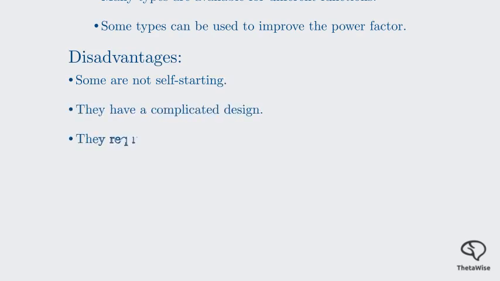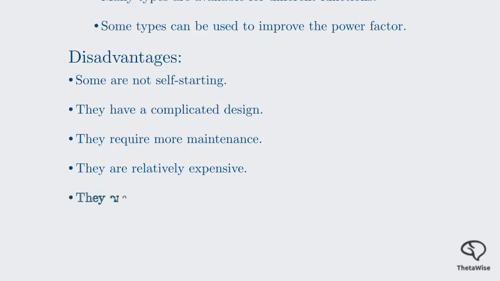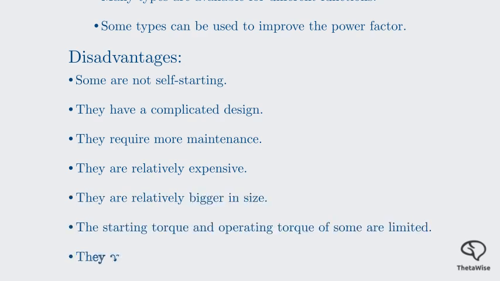Their design can also be complicated, which often leads to higher maintenance requirements and a higher cost compared to simpler motors. They are also relatively larger for the same power output, have limited starting and operating torque, and are generally less efficient than, for example, three-phase motors. So we've now met our first objective. We have a clear understanding of the advantages like easy speed control and the disadvantages like not being self-starting, which sets the stage for our next topic.